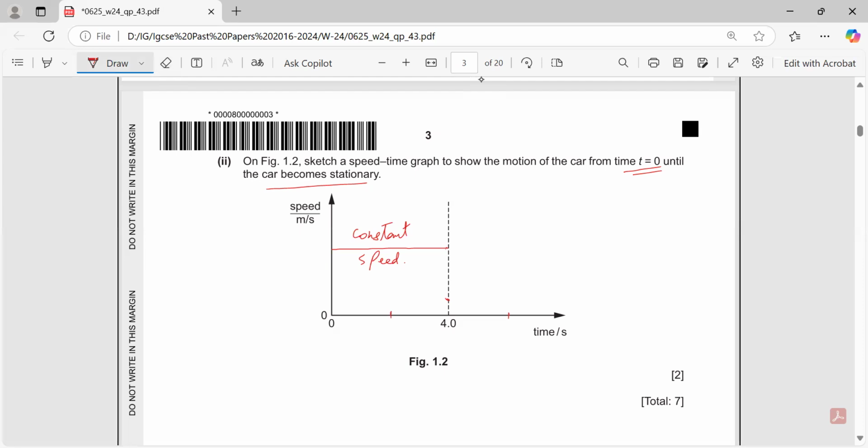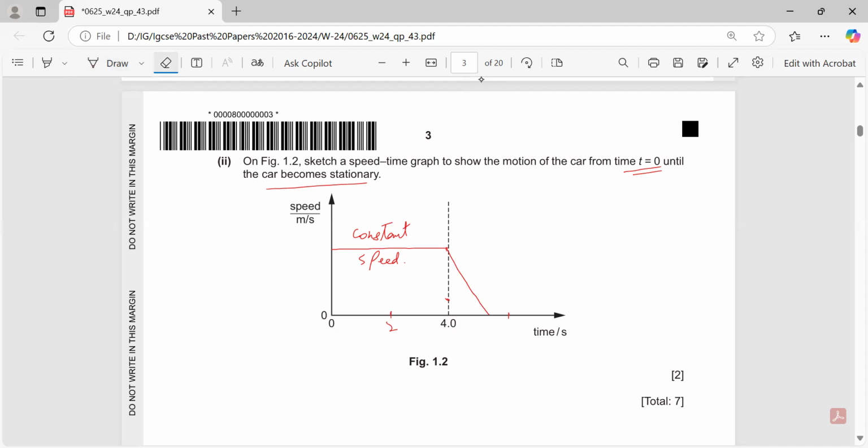I was expecting you to draw something like this. See, why did I do this? This is 4, of course this is 2, so this is 6. So a further 1.5 seconds it took to come to rest. So it means close to 6 seconds. 4 plus 1.5, 5.5. So in this way it's okay. So now the graph is the correct graph for this question. Please, if you have any doubt, now ask me.